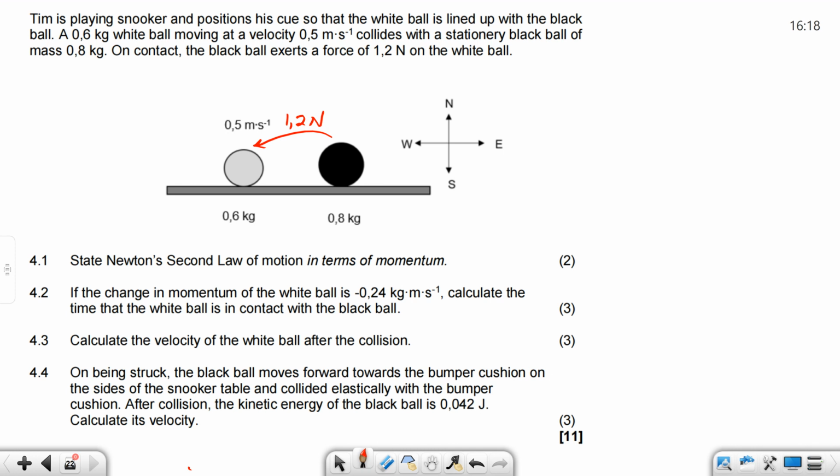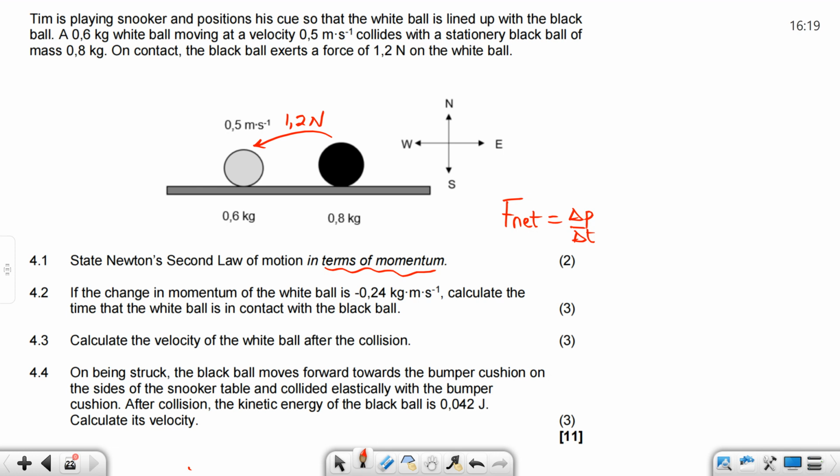So state Newton's second law of motion in terms of momentum. That's very simple. If you state Newton's second law by saying when the net force acts on an object it will accelerate, already you have a zero. Because they said in terms of what? Momentum. The net force is equal to the rate of change of momentum. And that's what you say, because they said it must be in terms of momentum. 2 marks in the bag.